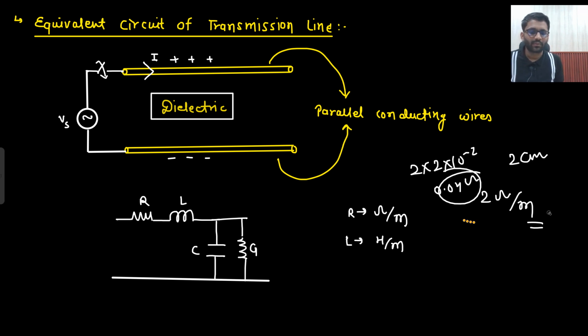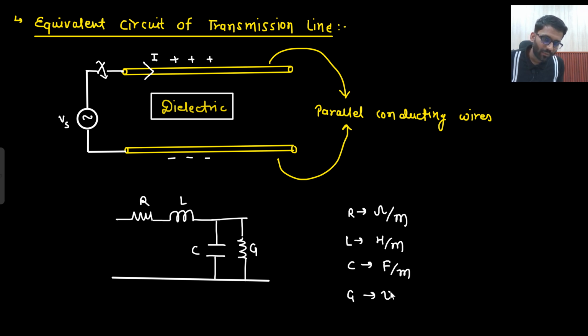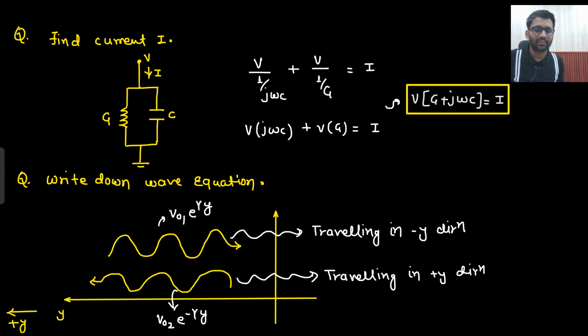Okay. So ohm, Henry per meter. Then what will be the capacitance unit? That would be farad per meter. And what will be the conductance unit? That will be mho per meter. Okay, because they are distributed elements. Okay, distributed elements, not lumped elements. They are distributed along the complete line. So now you are able to understand why did we spend so much time on the basics.